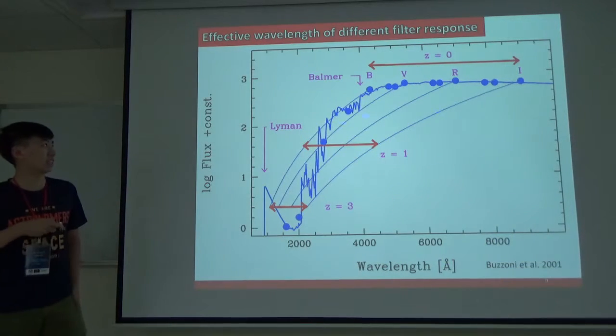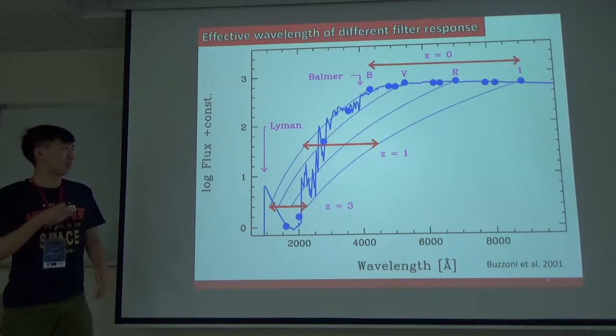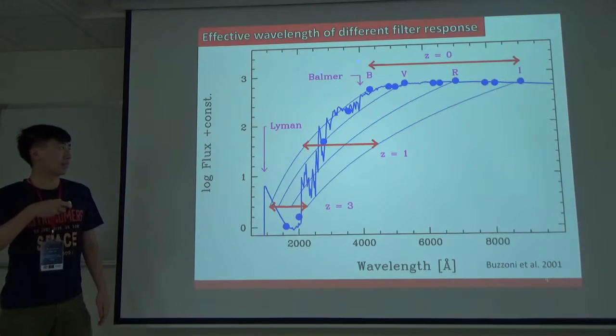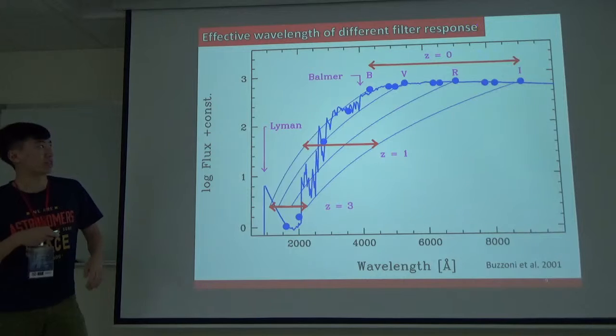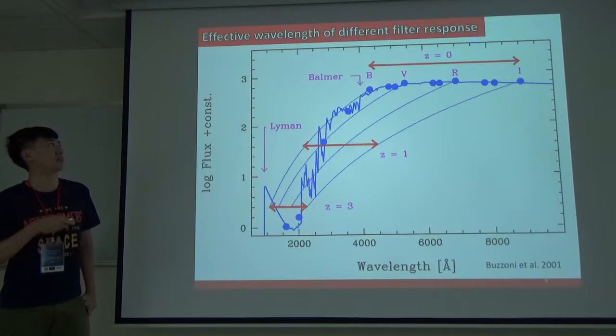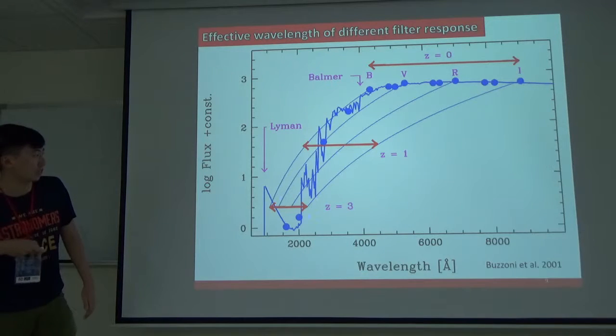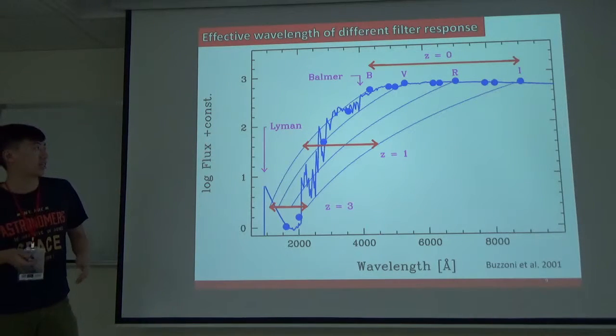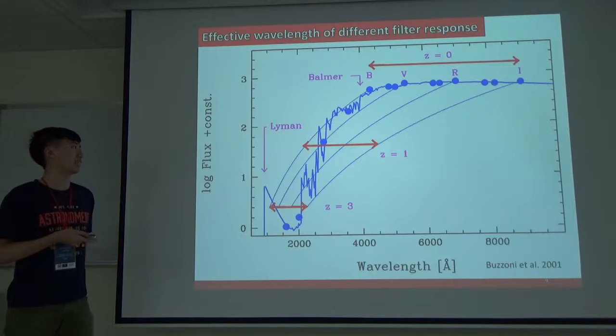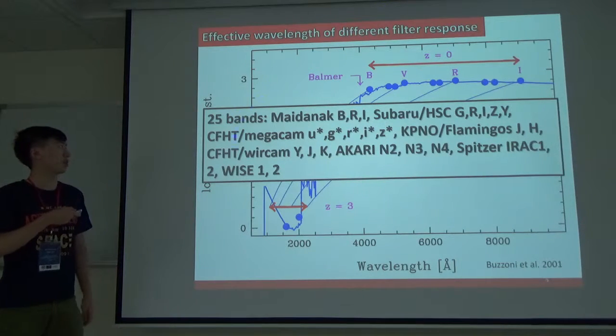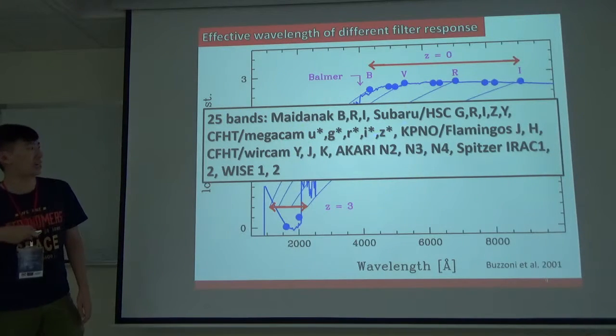Also, we can see this SED. You can see that there are many features in the SED for different redshifts. For example, for low redshift, there is the Balmer break, so we need infrared data. And for high redshift, there is the Lyman break, so we need optical data, maybe U-band data. Therefore, I chose 25 bands from either Nike to WISE.